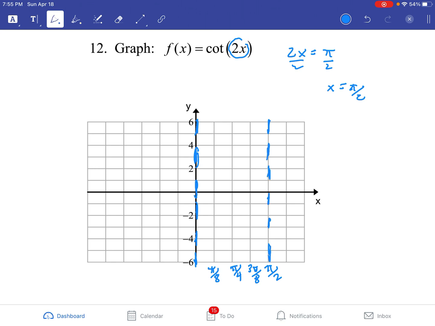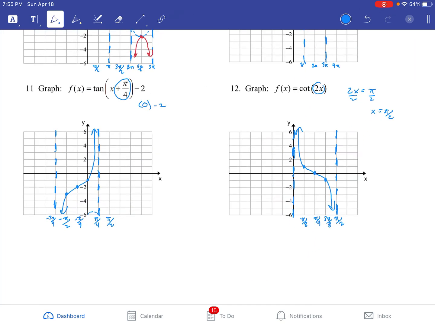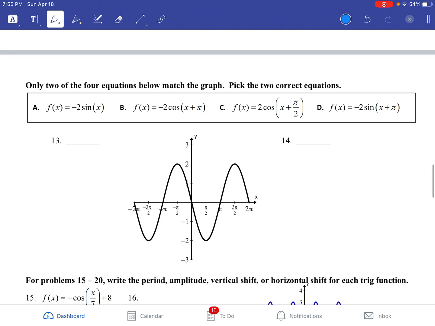Okay. Cotangent starts at 0. There is no vertical shift, so it's going to go up to the left, down to the right, and then we can graph our function. Okay, that is the graph part. Let's look at the rest of this review sheet.